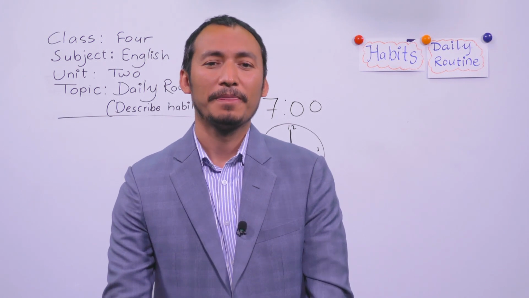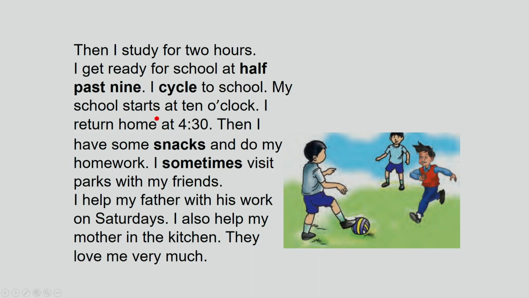Yes, 10. Yes, right. I return home at 4:30, and he returns at 4:30, right, in the afternoon. Then I have some snacks. What is his snacks here? He has snacks after he returns home. Snacks is kind of food which is eaten between the lunch and dinner or in the afternoon, right? Okay, you understand? Snacks. You can just simply say food, okay, in the afternoon.